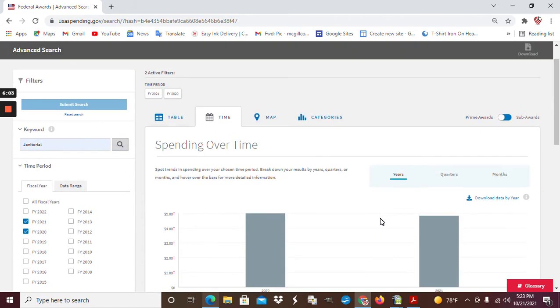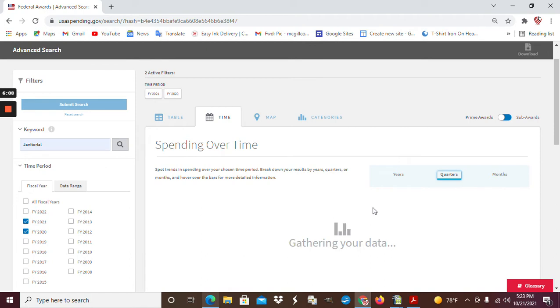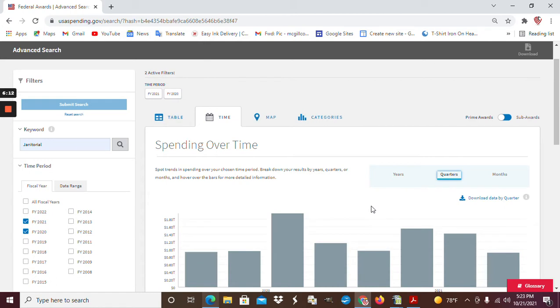What I want to do is go ahead and show you how to look at this chart in a time category.